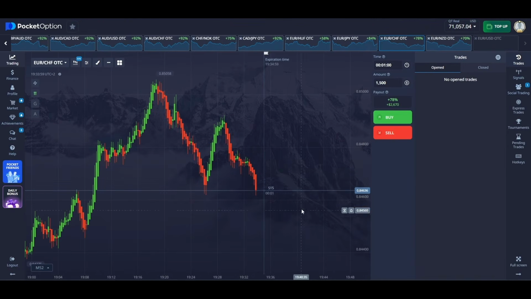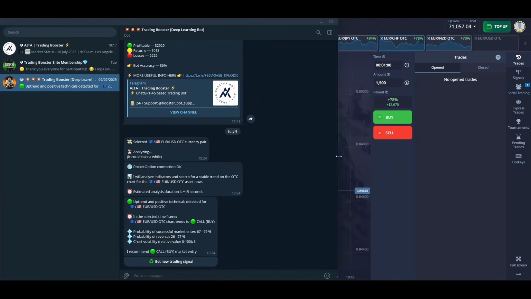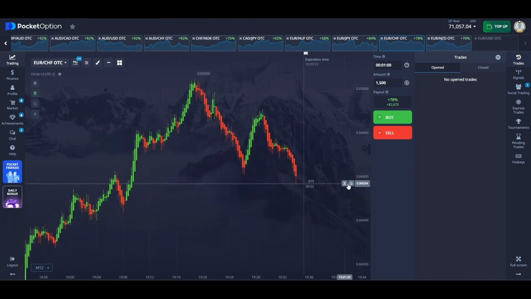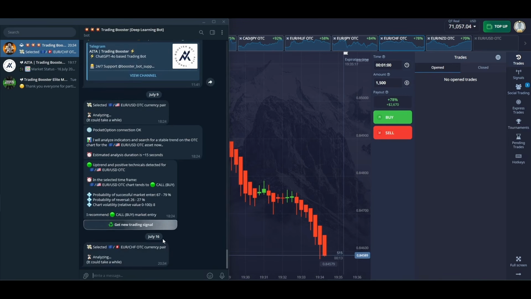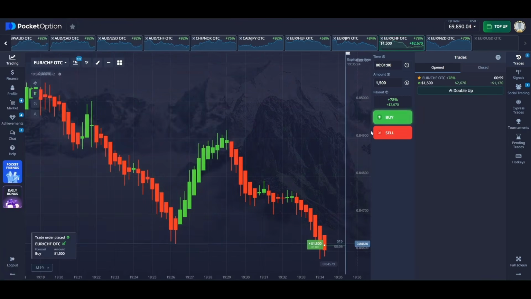But let's move on. The next thing I want to show you is automated trading on the OTC market. I'm switching to Booster Bot. By the way, I'll leave a link to this bot in the description. I'm getting a new signal for the euro to Swiss franc currency pair. Let's make it a bit bigger. We select that currency pair and set the trade time to 1 minute. And now we wait for our signal. We get a buy signal, and we'll open a buy trade right from here.